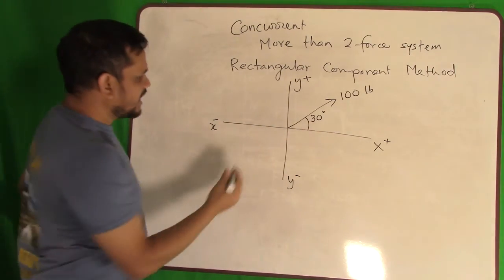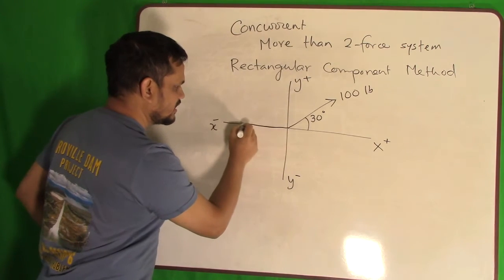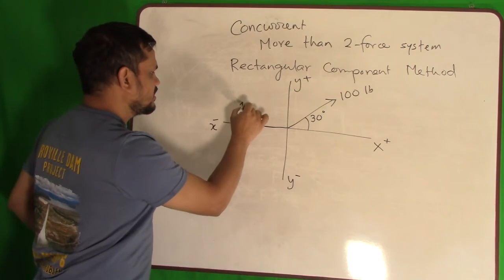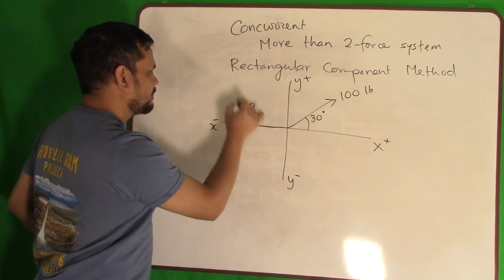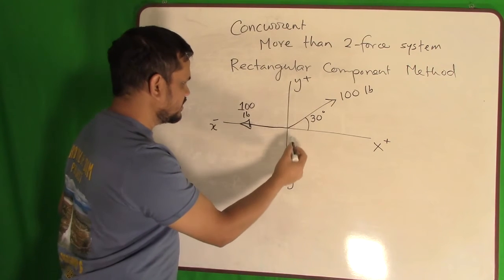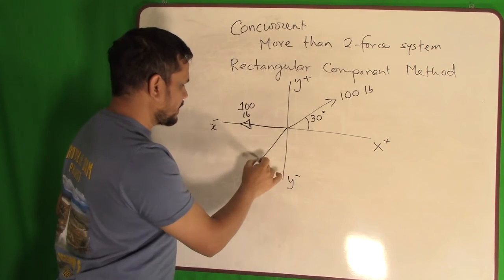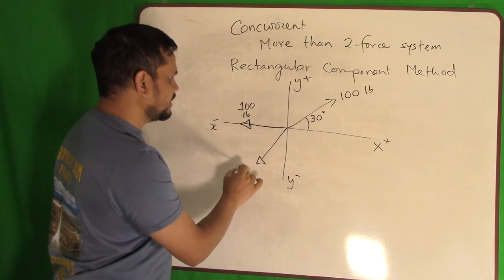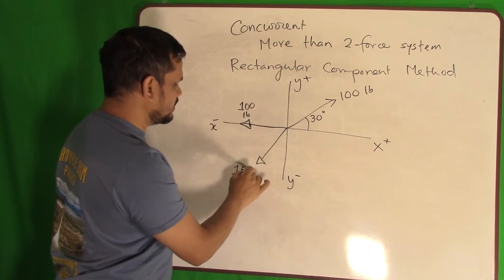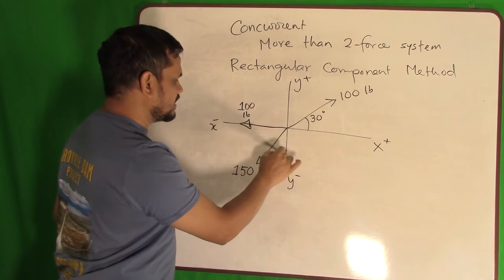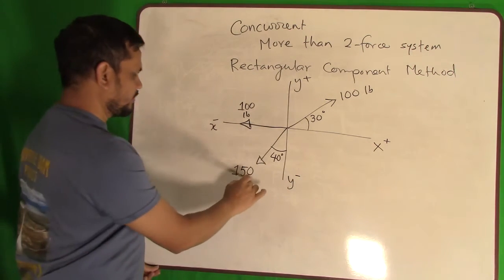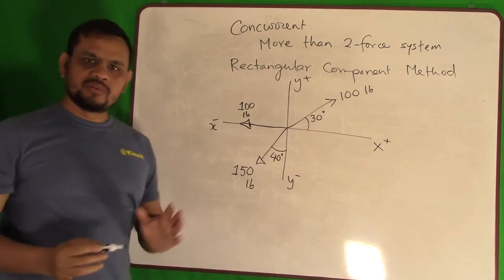Other force say acting here, this way, directly, that value is also 100 pound. Say other force is acting which way? Say this way. This is again, consider it is 150, and this angle say 40 pound. So three forces given.